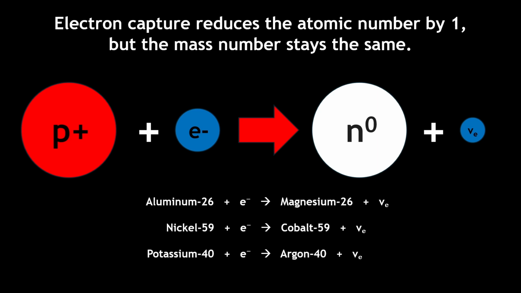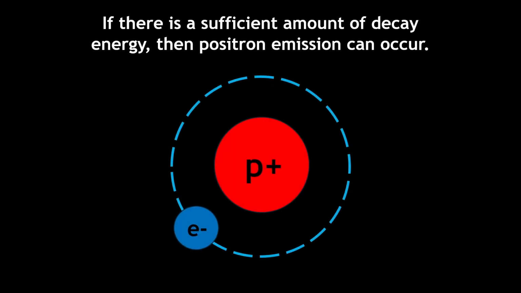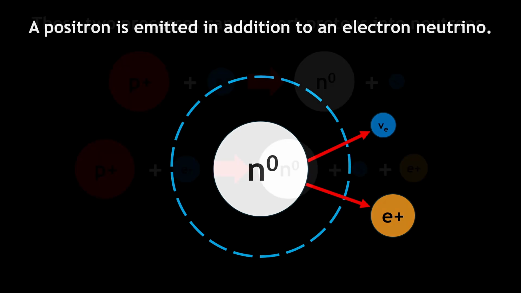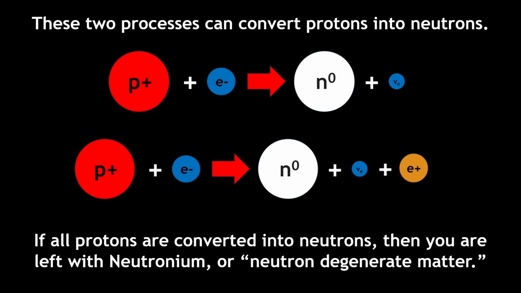But electron capture isn't the only way that protons decay into neutrons. If there is a sufficient energy difference between the parent and daughter atoms, then positron emission may occur. This process is very similar to electron capture, with the only difference being that a positron is emitted in addition to an electron neutrino. These two processes allow for protons to be converted into neutrons, and if all protons are converted, then you're left with neutronium, formerly called neutron degenerate matter.